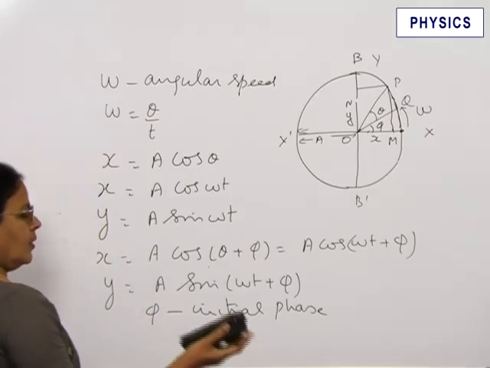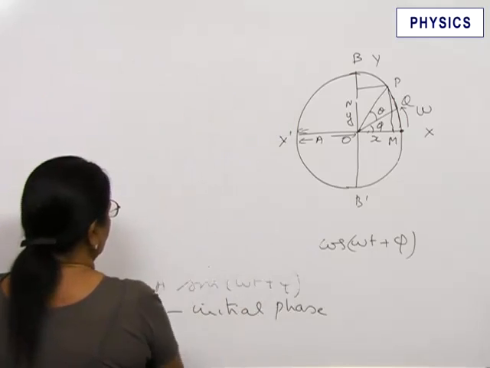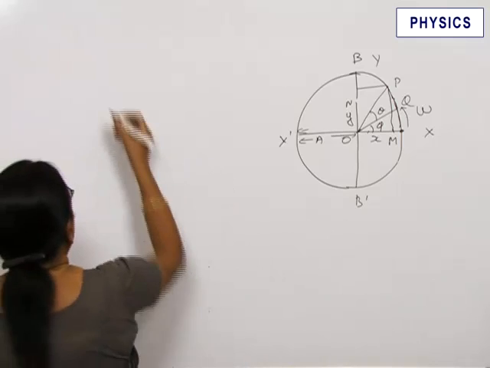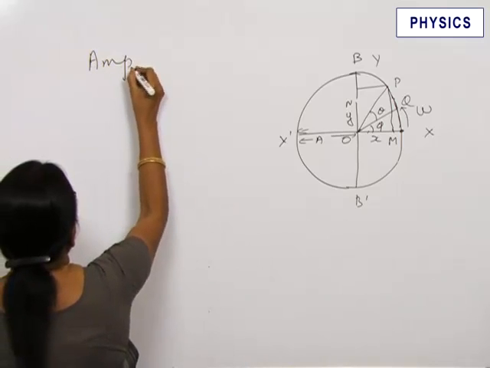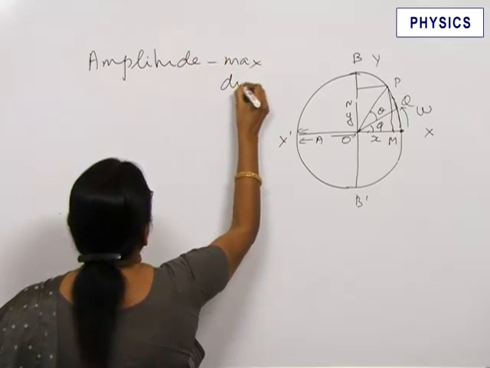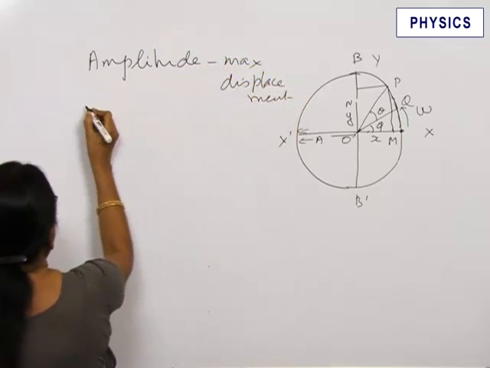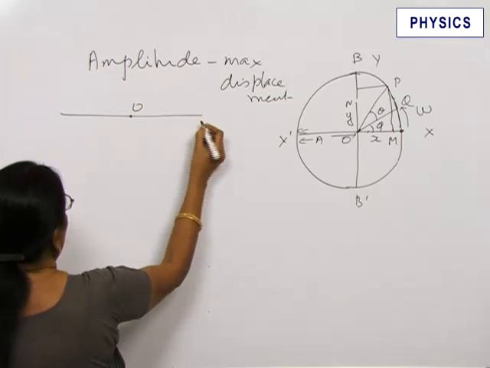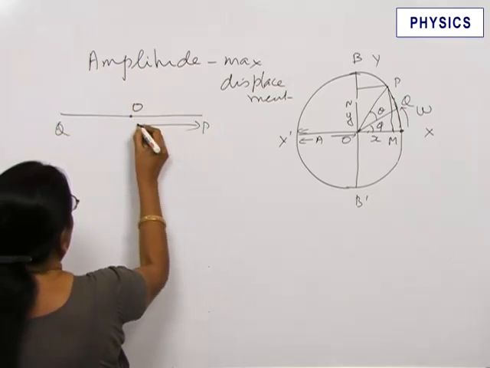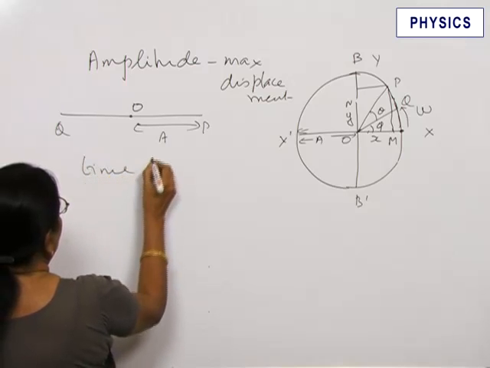Now, we will define certain terms with respect to SHM. We will define amplitude. Amplitude of SHM is defined as the maximum displacement. So, if the particle executes SHM and goes to this position P and here Q, then this is A, amplitude, maximum displacement.